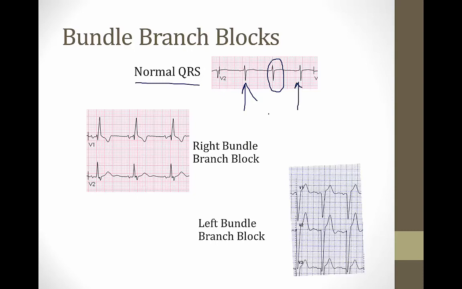When you don't use one of the bundle branches, it creates a wide QRS, and in the right bundle branch block example and the left bundle branch block example, hopefully you can see that the QRS complexes are prolonged. Let's focus on the right bundle branch first. Notice that the QRS starts here and it ends about here. It is more than 120 milliseconds long. It is prolonged, and that's because the right bundle branch is blocked.